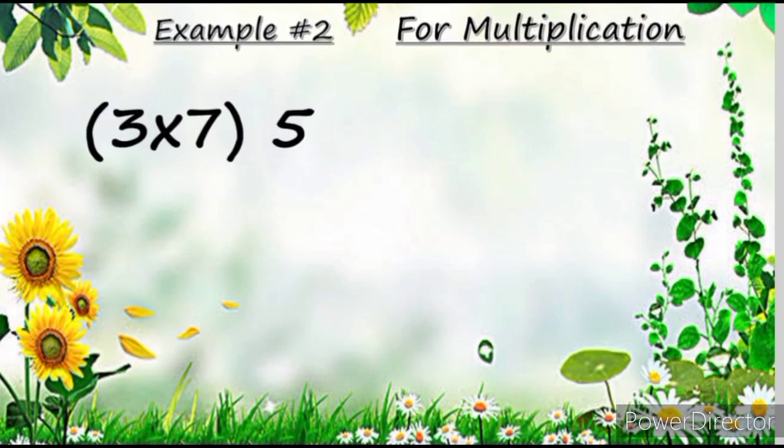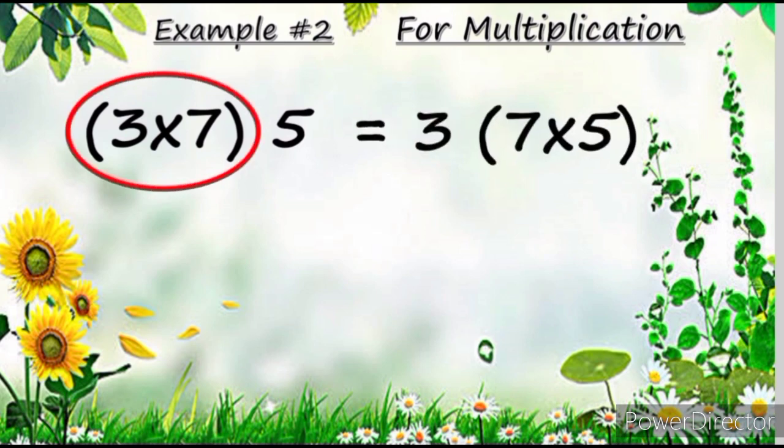Let's proceed to example number 2. And this is for multiplication. The product of 3 and 7 times 5. 3 and 7 are in a group. This is also equal to 3 times the product of 7 and 5.